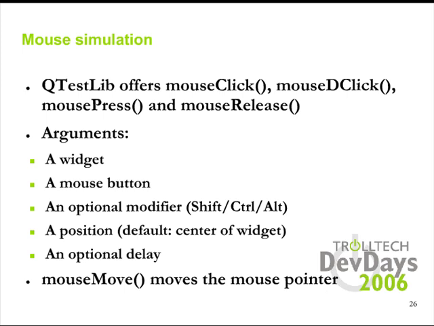For example, if you click a push button, you don't care whether it's at position 1-1 or in the lower right. You just want to see that the click works, so the default is the center. And this time, I don't have a typo. It takes an optional delay. Here it is important because you have to distinguish between a single click and a double click. So if you send a left click and another left click directly after each other, it will be interpreted as a double click.